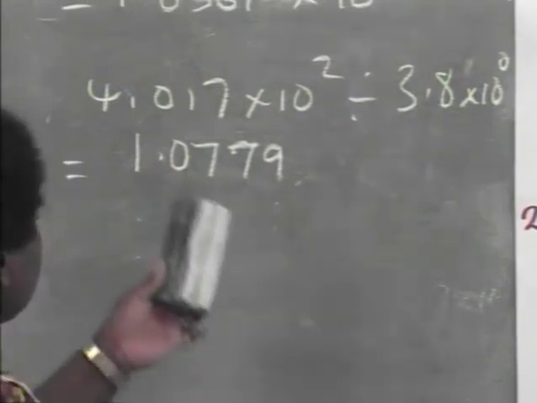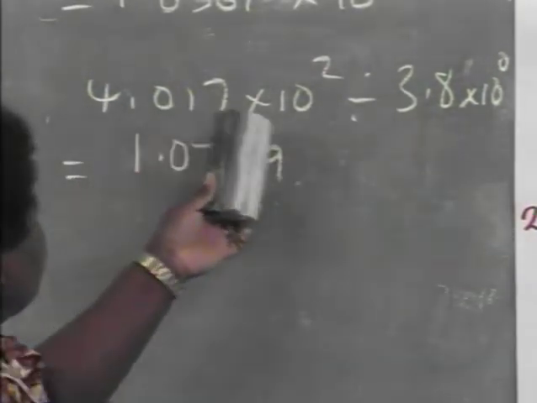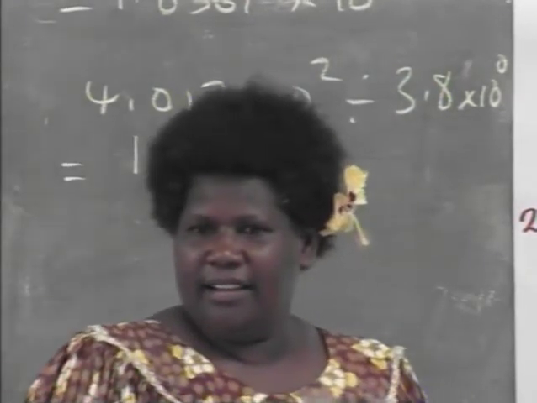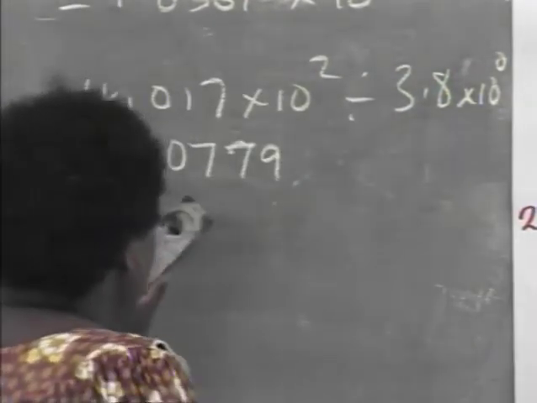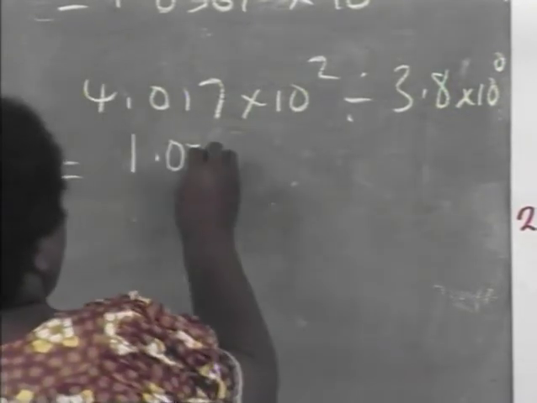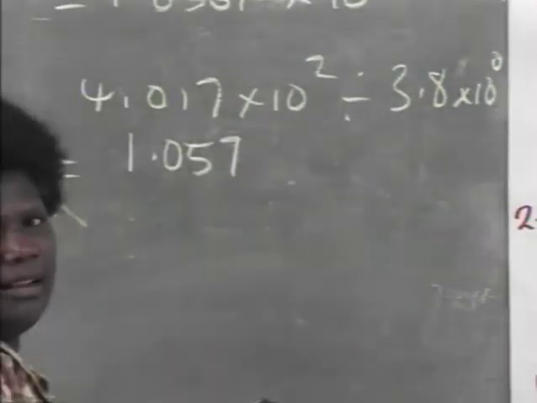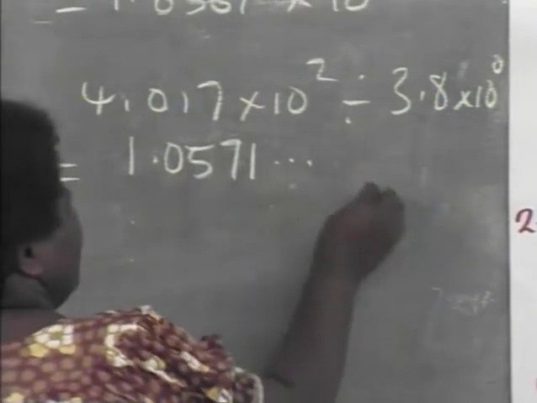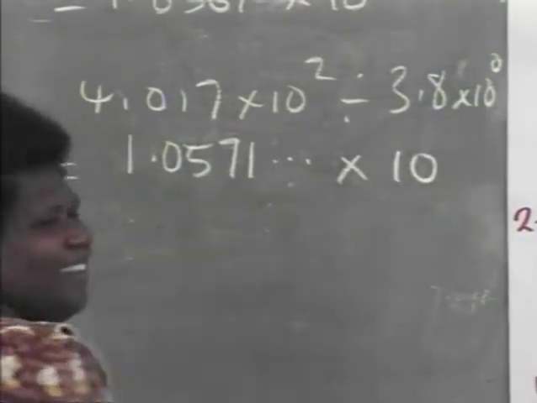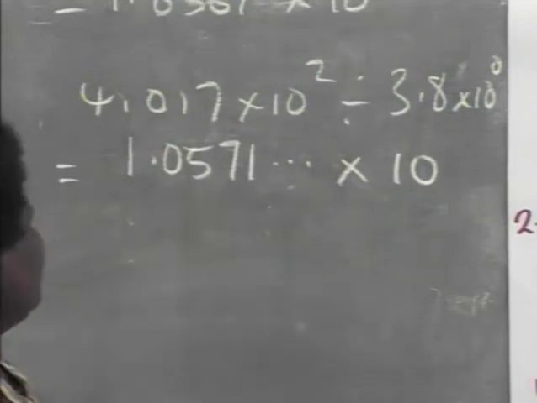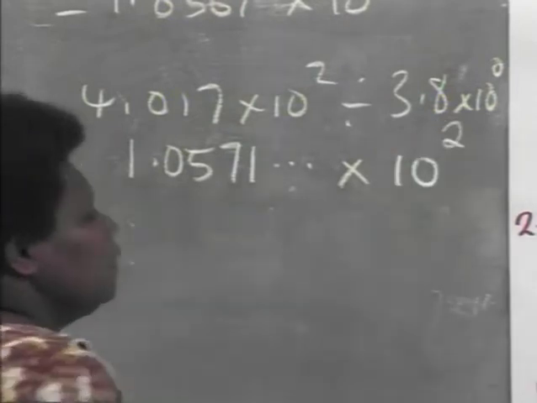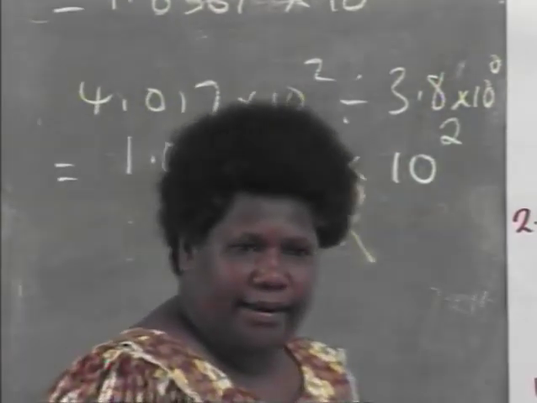It's very easy. You just divide 4.017 by 3.8. 1.057. Oh, never mind the other numbers. Okay. 1.0571 times 10 to the power of 2. That's it. That's the answer if you divided.